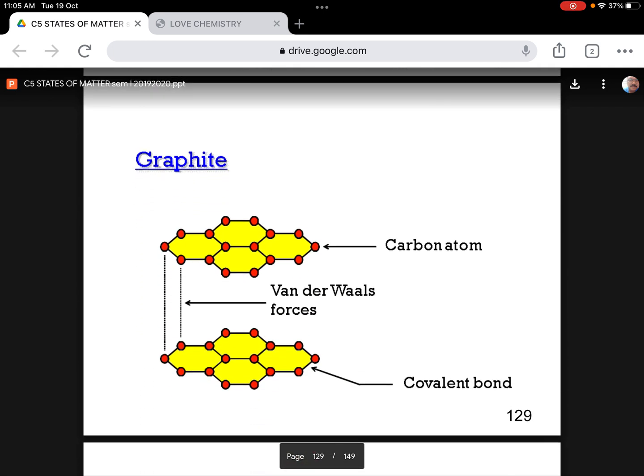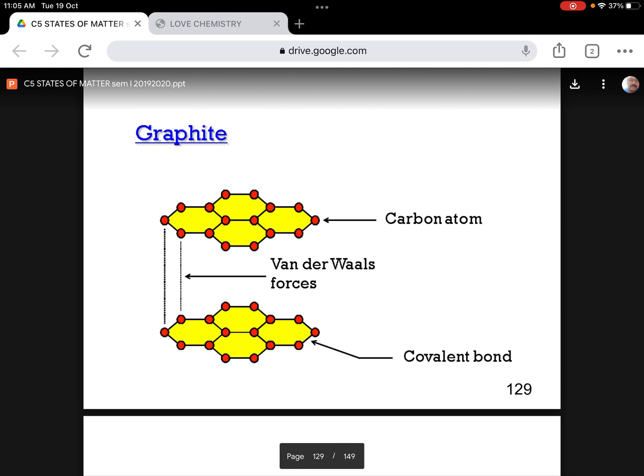This is how graphite looks. So students can see layer by layer. In a layer, atoms are connected in a hexagonal crystalline form, and between the layers there are van der Waals forces.